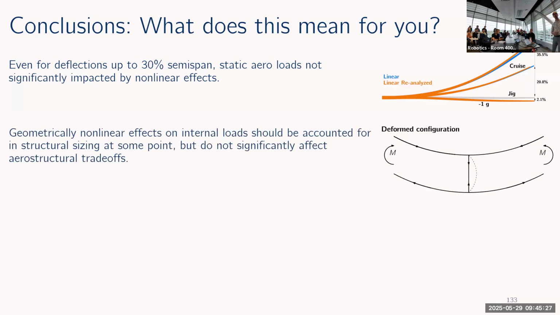I did, of course, see that the internal loads in the structure, and therefore the sort of structural factor of safety, was more significantly affected. But what I found is that when you size the structure with those loads, it didn't really affect the overall mass of the structure that much, and so these internal nonlinear effects in the wing box, they don't really affect the overall trade-off of aerodynamic and structural performance.